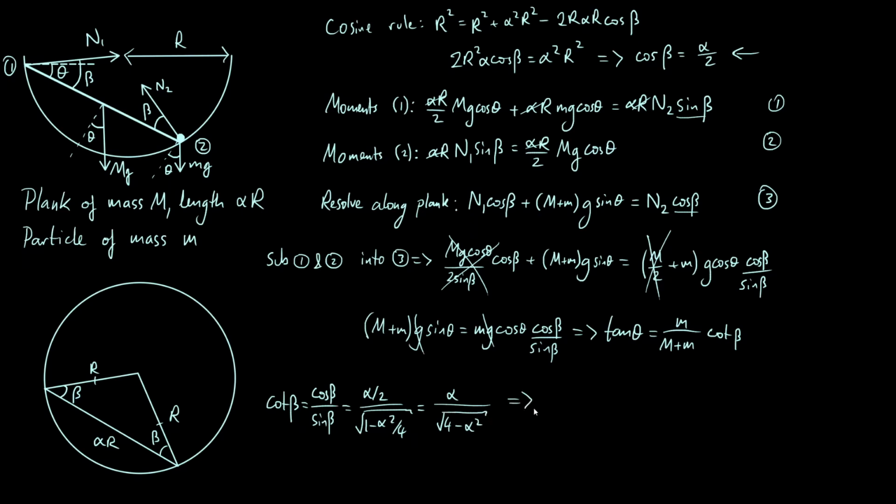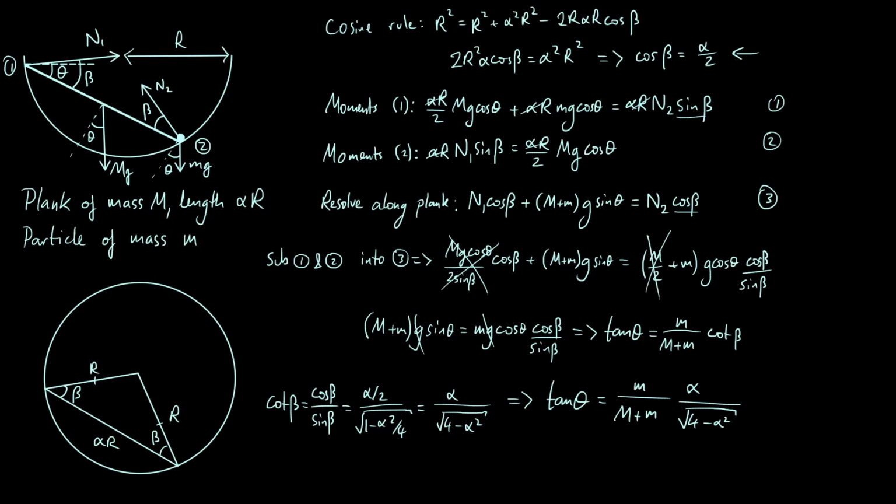And finally, we are done because now we know that tan of theta is small m over big M plus small m times cot beta, which is just alpha divided by the square root of 4 minus alpha squared. So there you go. Given any combination of masses, the mass of the Planck, big M, the mass of the particle, small m, and any parameter alpha that tells us how long the Planck is, we can say exactly what the angle that the Planck makes with the horizontal is going to be.